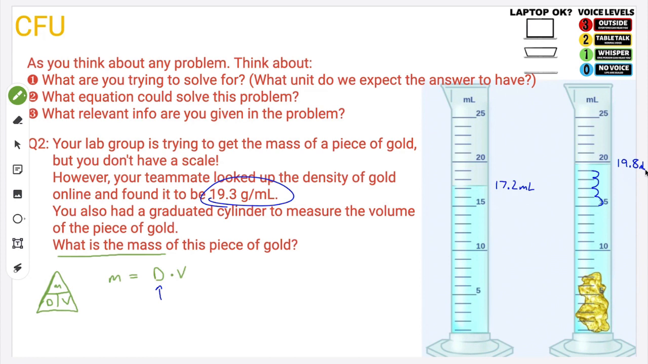Now the reason the water went up is because of the gold, right? Water displacement. So to find the volume of this piece of gold, you would subtract these two values. You would take 19.8 milliliters, and you would subtract 17.2 milliliters. And I'm just going to work out the math right here. It looks like it's going to be 2.6 milliliters. You can confirm on a calculator if you want. But again, this is the volume of the piece of gold. Okay. Oh! We can just plug that into the equation. We have density, we can plug it in. We have volume, we can plug that in, right? So I'm just going to write down right now that the volume is 2.6 milliliters.